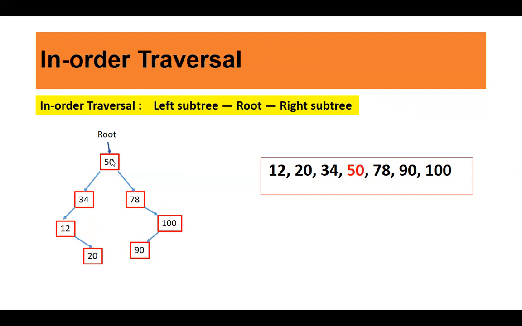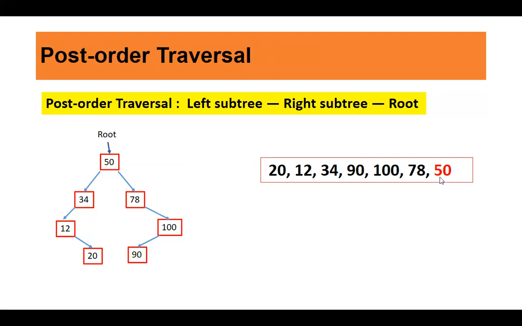50 is the root, print 50, and then 50 has a right child. So go to the right and check if it has any left child. There is no left child, so print 78 as a root. Now go to its right, that is 100. Now check if 100 has any right or left child. It has a left child 90, so print 90, then print 100. No right child, so it stops here. Fine. In case of in-order traversal, the root is in the center: left subtree, root, and right subtree.